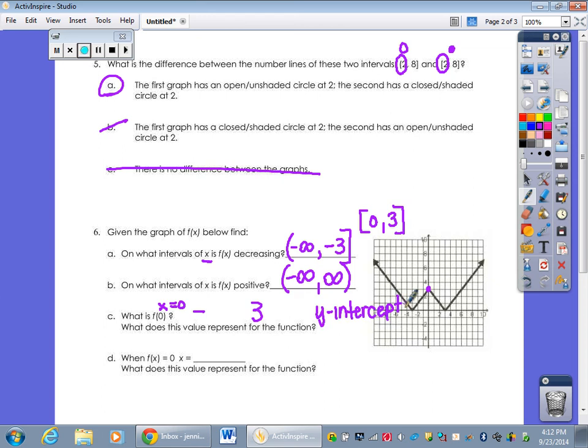When f of x is equal to 0, x is equal to what? So this time it's when y is equal to 0, so that would be on these 2 points, and that would be at positive 3 and at negative 3. And that represents the x-intercept. So this was changing it around and going instead of when x is 0, what's y? Now it's when y is 0, what is x?